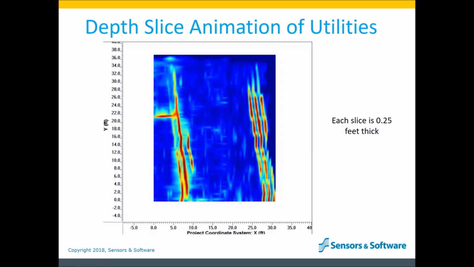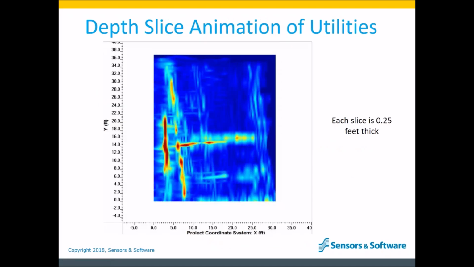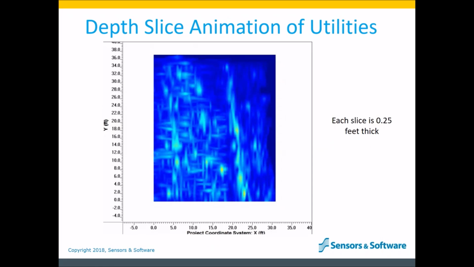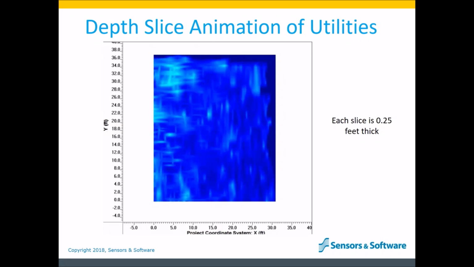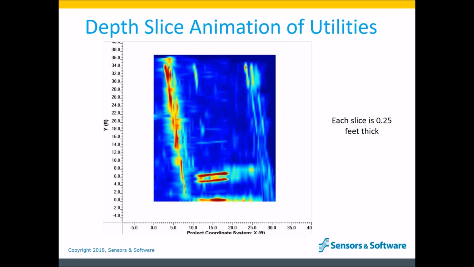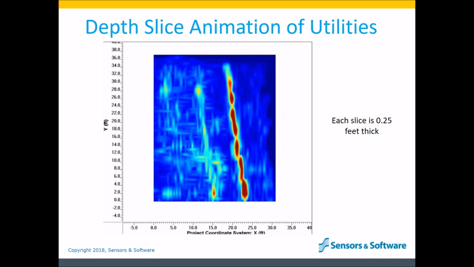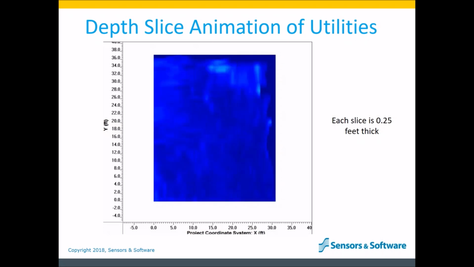And here's the animation. Note that each slice is about 3 inches thick, as we go from top to bottom and then start at the top again. This was a really cool area. We had a lot of utilities there running in both directions. And it really shows the power of doing a grid scan.